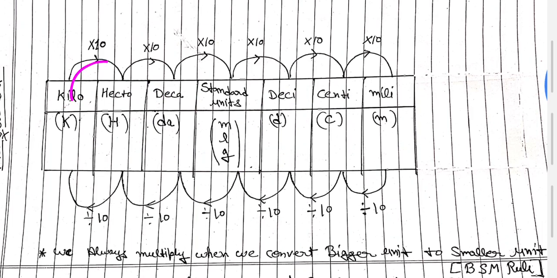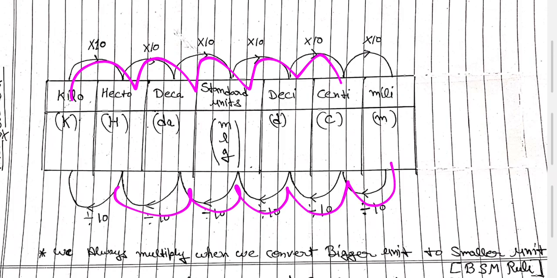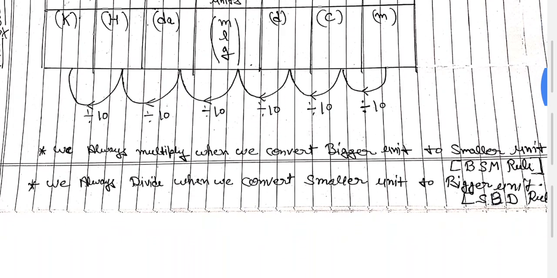So when you move from this side to this side, we have to multiply by 10, and from this side to this side we have to divide by 10. This is the main table.